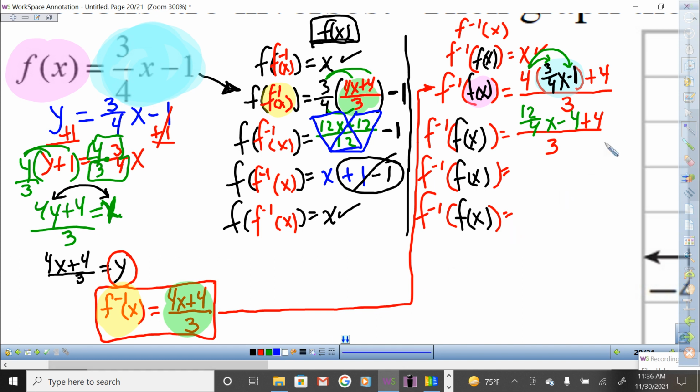Alright, can I combine stuff, guys? Yeah, what is negative 4 and positive 4? 0. Okay. So what is 12 divided by 4? 3, and that leaves us with 3x over 3. Does everybody see we went from here to here? So, what do we get at the end? What is 3 over 3? 1x. Did we get what we needed to get started with? Yes, there it is.